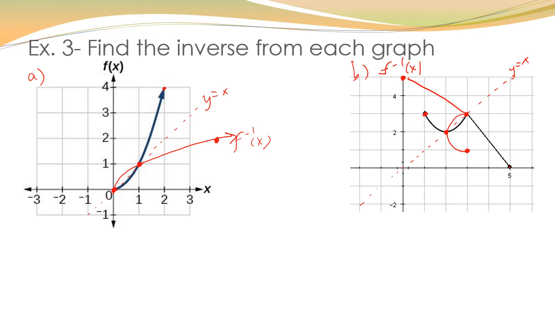If you haven't noticed by now, any point that actually lies on the line y equals x, so like 0, 0, 1, 1, 2, 2, negative 1, negative 1, negative 2, negative 2, if they lie on the mirror point, they stay on the mirror point. Right? That's how mirrors work.